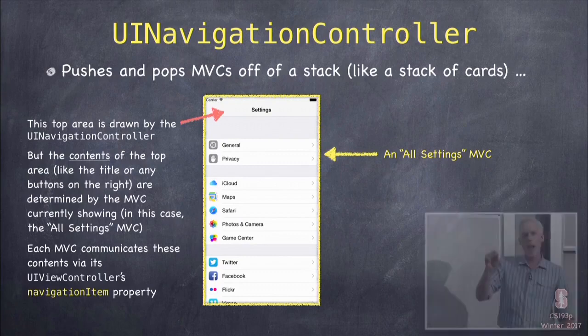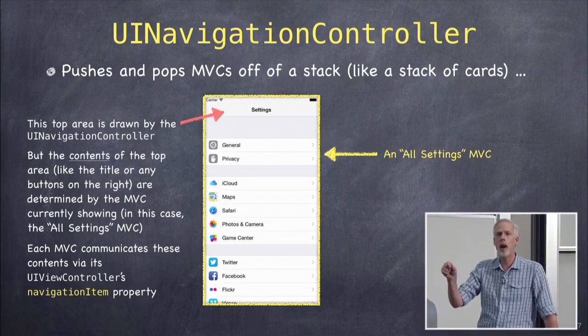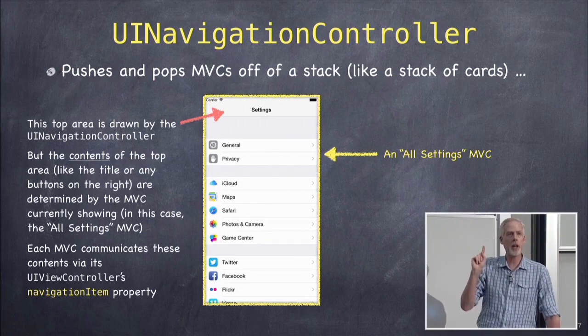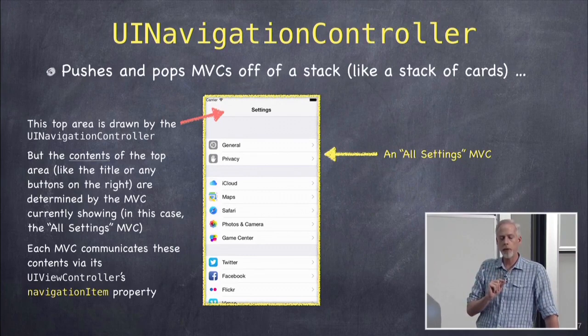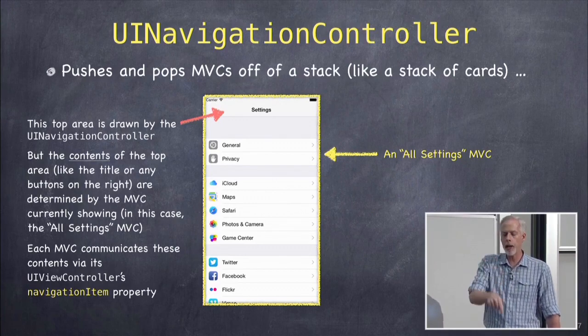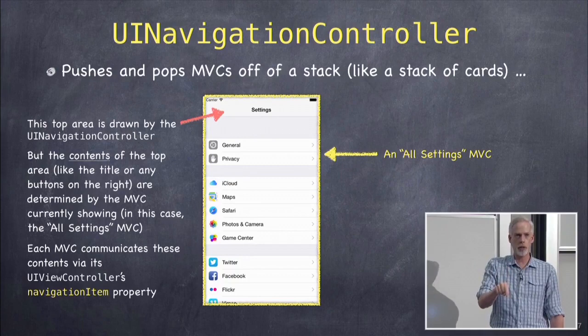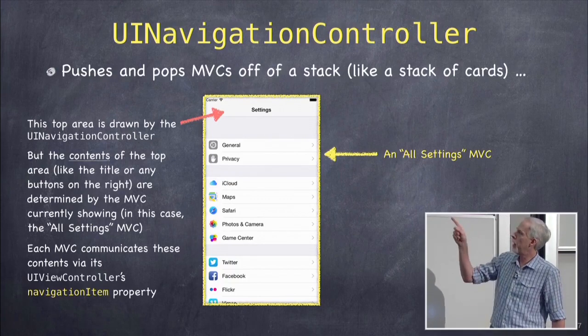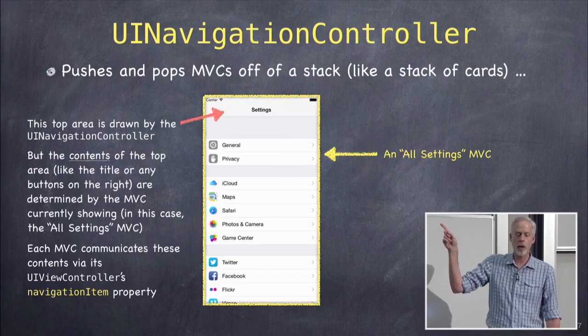Now, just like with the tab bar controller where there was that tab bar item that had the icon and the title and all that, same thing with the navigation controller. That word Settings at the top, the navigation controller MVC is getting that word by asking the MVC that it's currently showing, what's your title? Now it gets that from this var navigationItem.